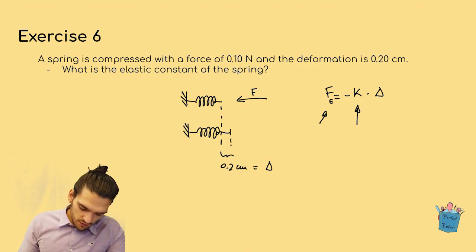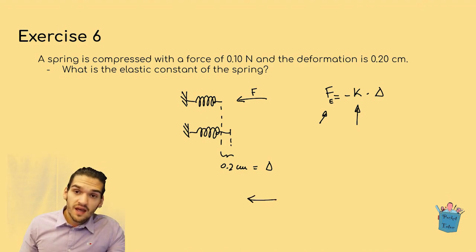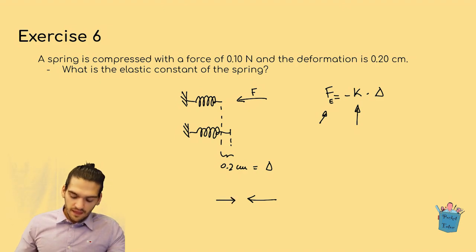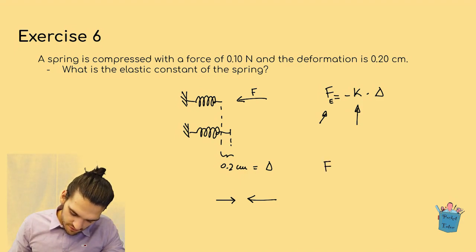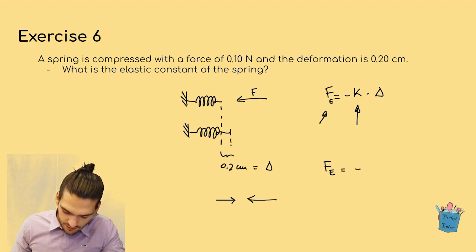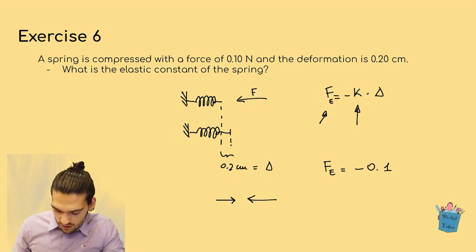So let's draw this one. We have the force that we're applying and the spring force, that is the elastic force. Now the two are in equilibrium. The two forces are equal but in opposite direction. This means that if the force that we're applying is equal to 0.1 newtons, the elastic force will be equal to minus 0.1 newtons.